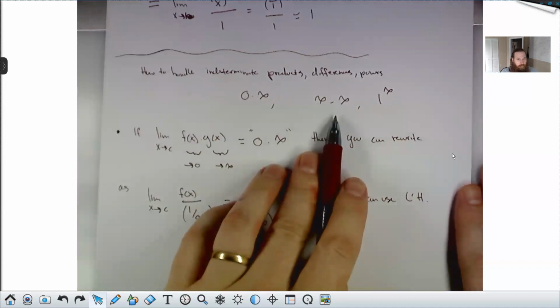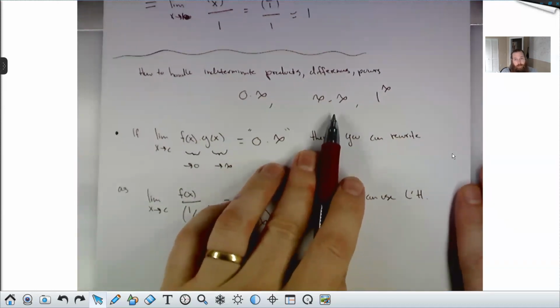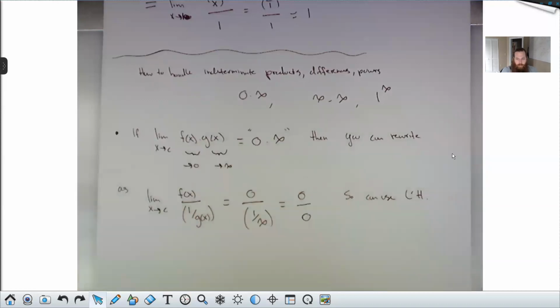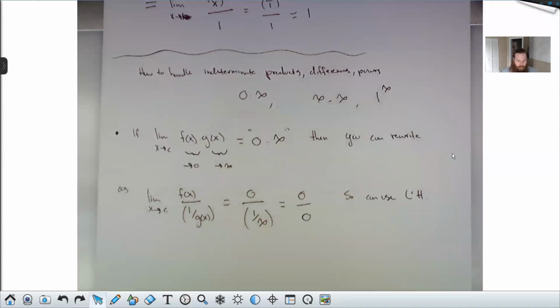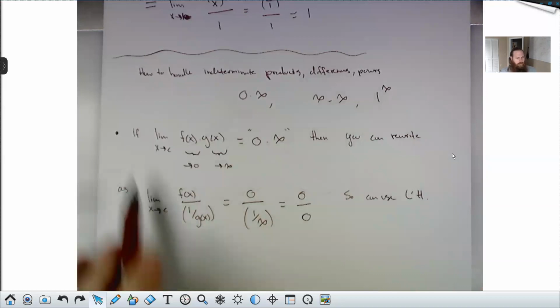Indeterminate differences, that's going to be a multiply by the conjugate type thing. Or maybe just a put together and have common denominator type thing if you're lucky. Indeterminate powers, these are going to require taking logs and working with a little bit more carefully. So let's look at an example here.